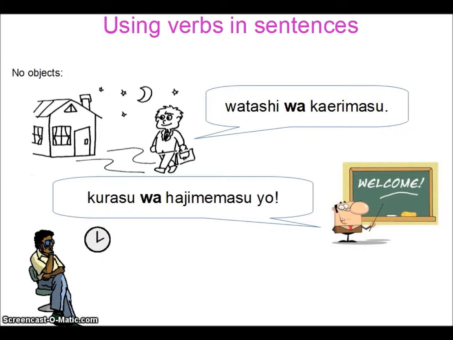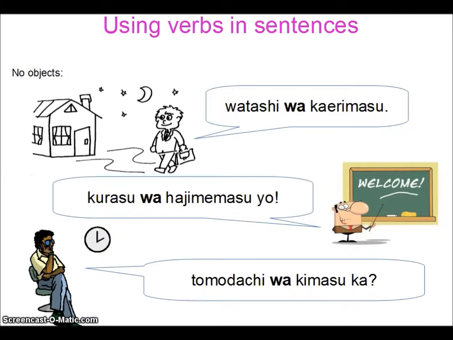So we have this person here at the bottom, and he's clearly impatient and waiting, so he asks, Tomodachi wa kimasu ka? So, are my friends coming? Will my friends come? He's clearly waiting for his friends to arrive, so he says, will my friends come? So that is just subject wa, verb.